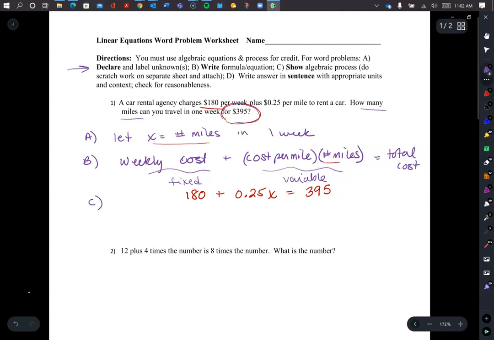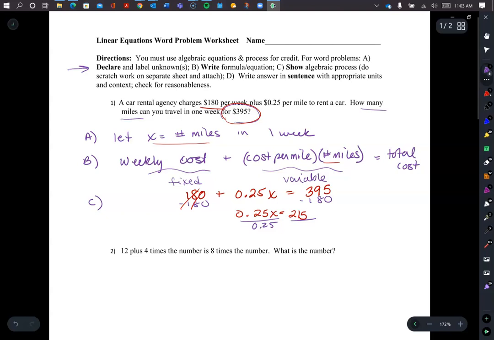So this would be part C. I'm going to subtract 180 from both sides. So you can pause and go ahead and solve that out real quick, or you can just do it along with me. So then I would have 0.25x equal to 215 on the right hand side there. Then I would divide both sides by 0.25.